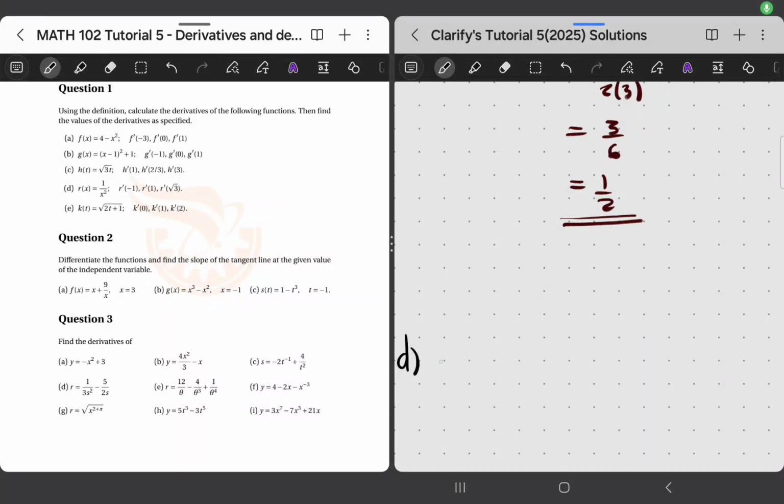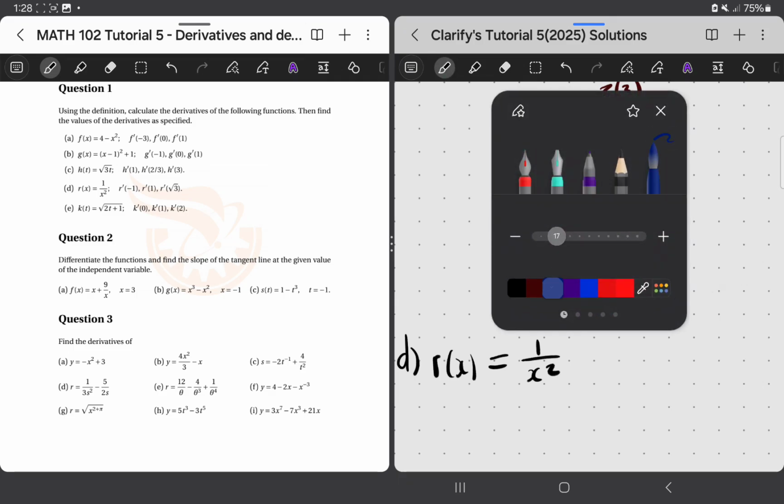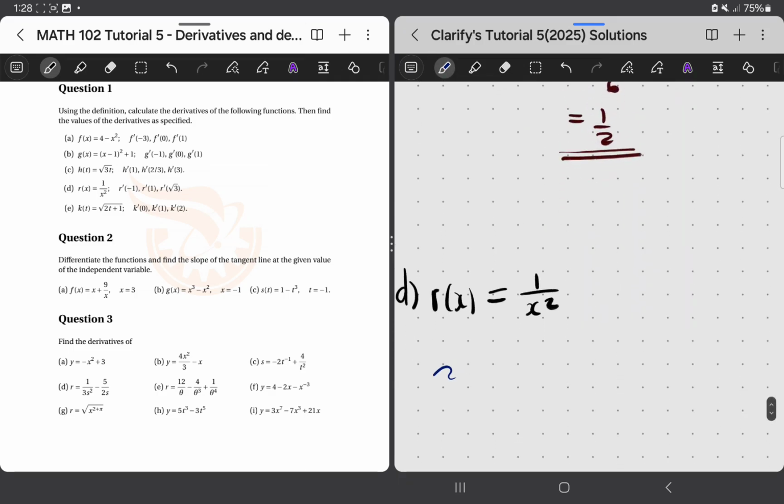So now we are doing part D, which says that r of x is going to be equal to 1 over x squared, right? Now let's go for this. What is the first thing you do? I know you're a boss at this. First get r of x plus h, okay? You need it. So this is going to be 1 over, wherever there is x, put x plus h. So it's now x plus h all squared. Exactly what was happening to x is what should happen to x plus h.